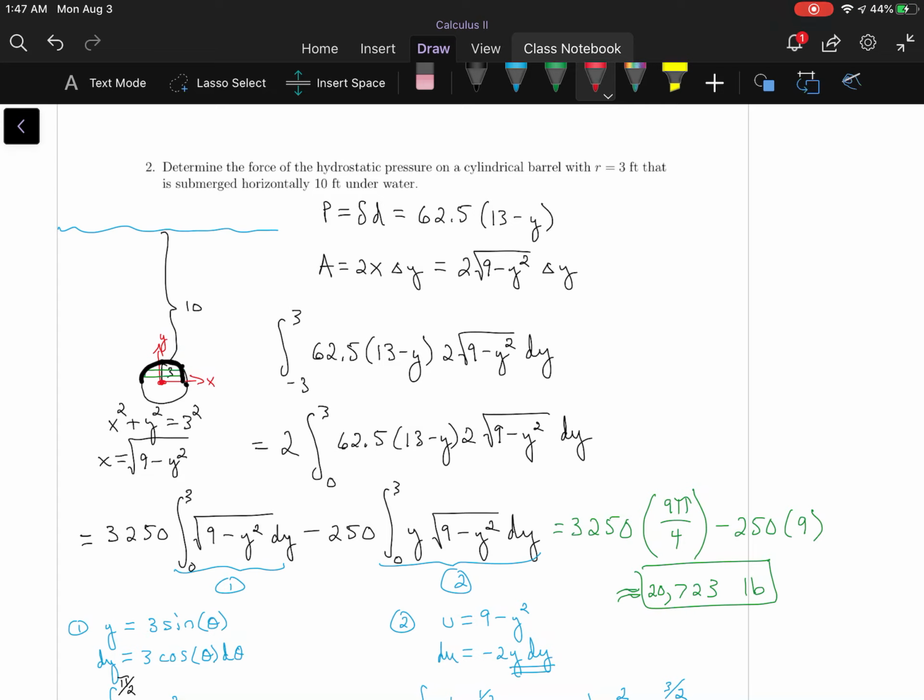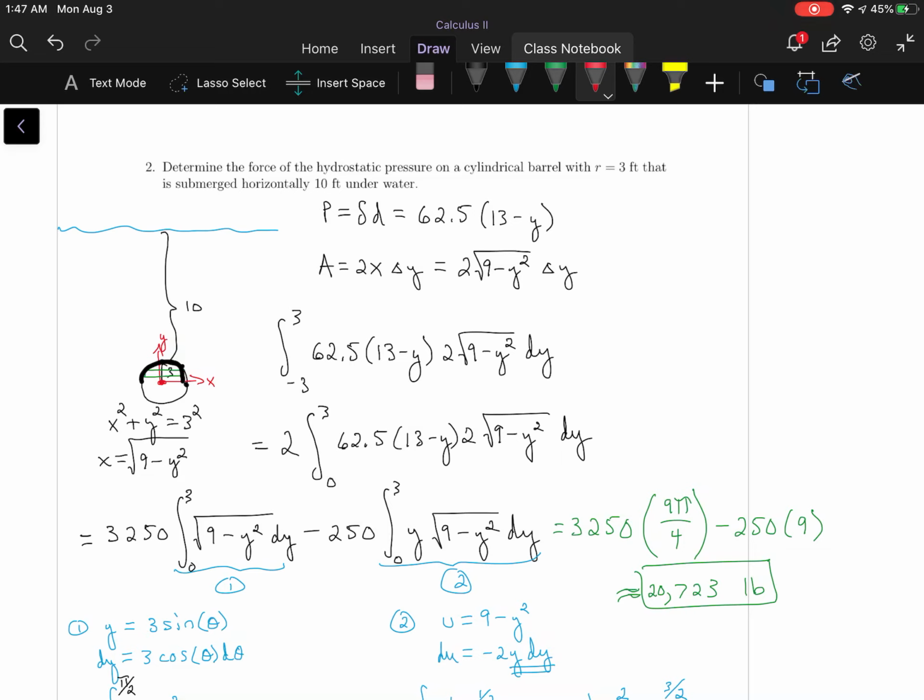Now that's because y is going up from the origin, which is already underwater. And so if we go up from the center of the barrel, let's say 3 feet, so we're at the top of the barrel, that means we are at a depth of 10, or 13 minus 3. And so that's why depth in this case is defined differently. It's defined as 13 minus y.